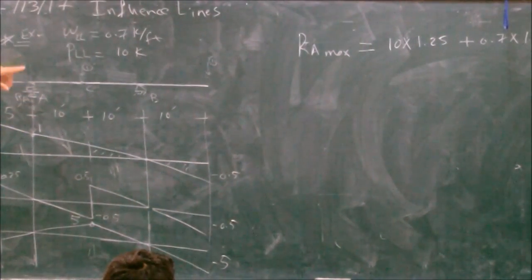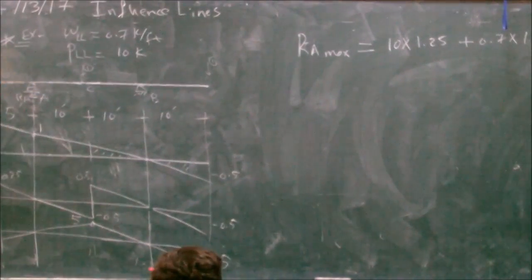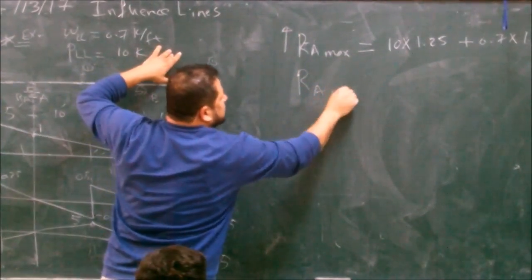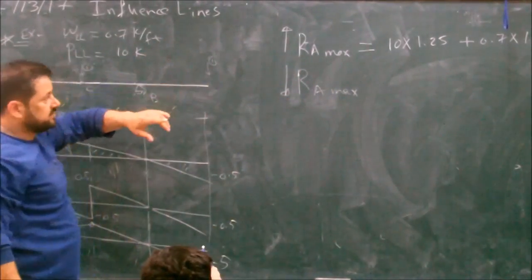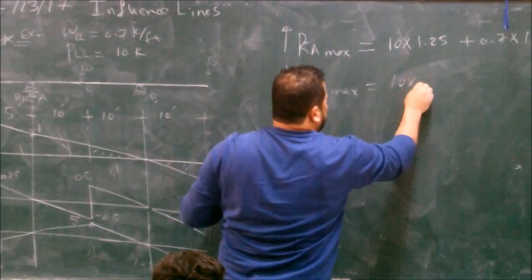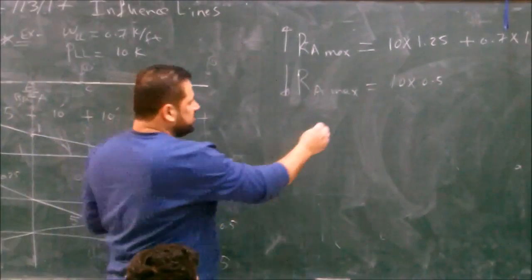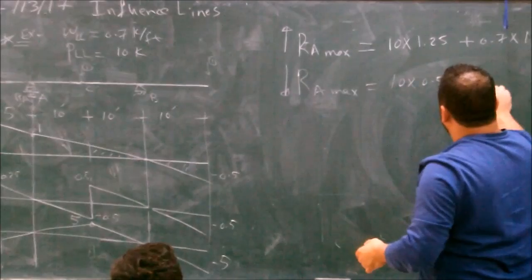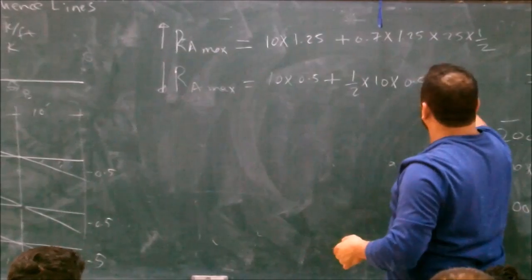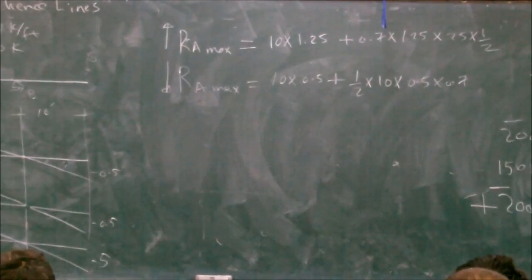What's the maximum RA down? Negative half. It equals 10 times 0.5, and down one. So it's down 0.5, minus, plus half times 10 times 0.5 times 0.7. That's it. That's done.